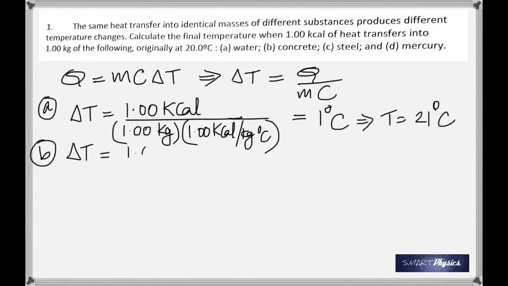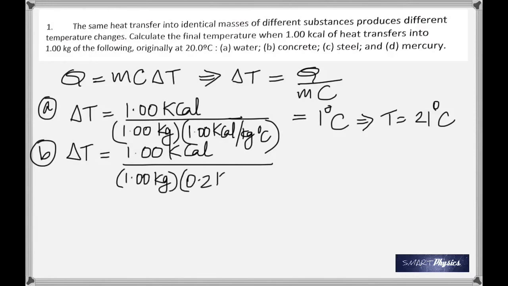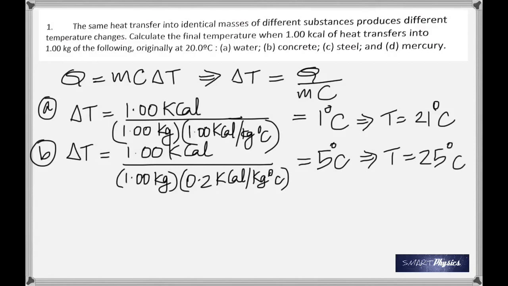Same thing for the second. The only difference is going to be with the specific heat, because it's a different number for each material. Concrete is only 0.2 kilocalories per kilogram degree Celsius. So concrete gets heated up a lot faster than water does. So remember that the smaller the specific heat, the bigger the rise in temperature.